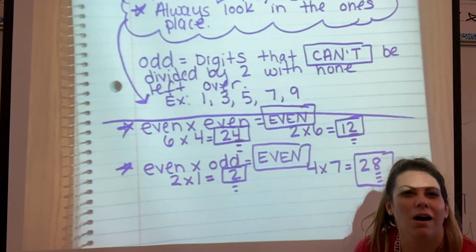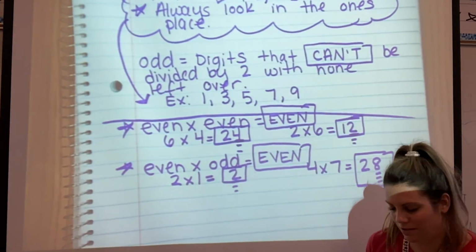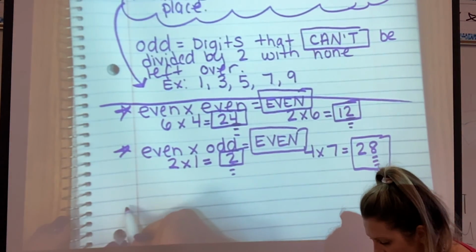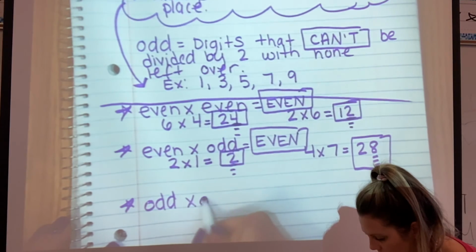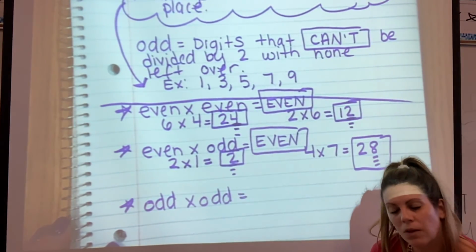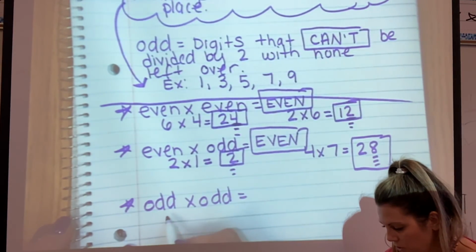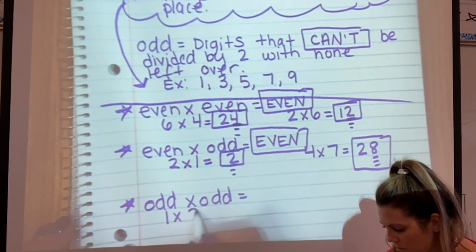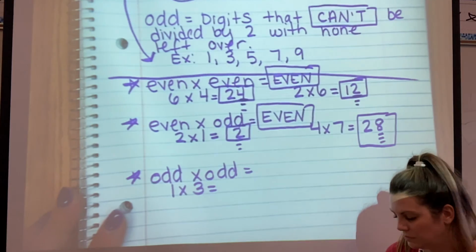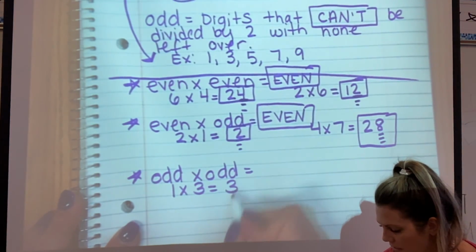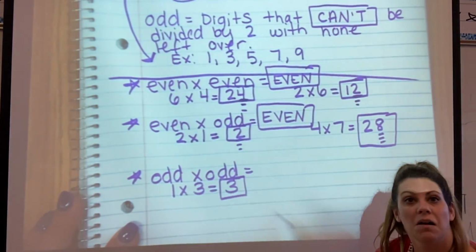What about odd times odd? What do you think the pattern's going to be there? Well, let's do an example. Let's do 1 times 3. What's 1 times 3 equal? 3, right? And we know 3 is odd.